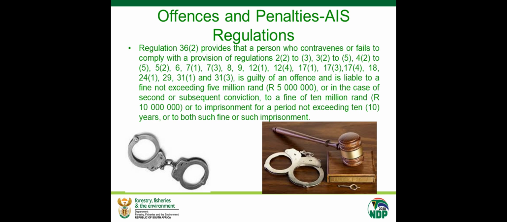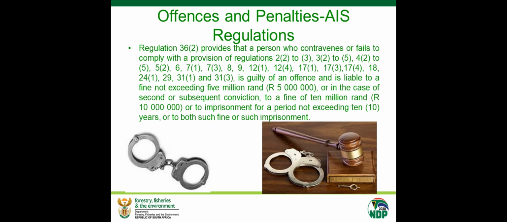So in terms of this section here, it includes, if you are not eradicating category 1A species, it's an offense. So you can be fined this amount. If you are not controlling category 1B species, it's also an offense. You can also be fined. If you are in possession of category 2 species without a permit, it's also an offense.